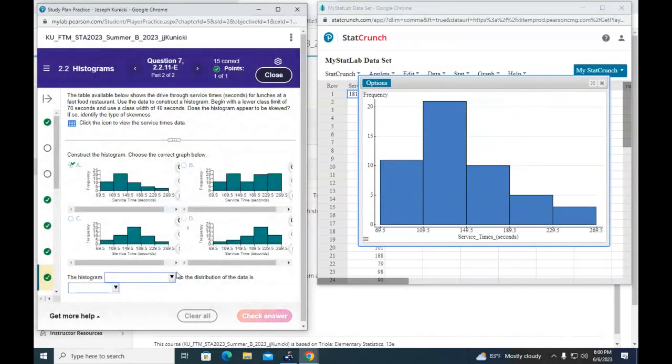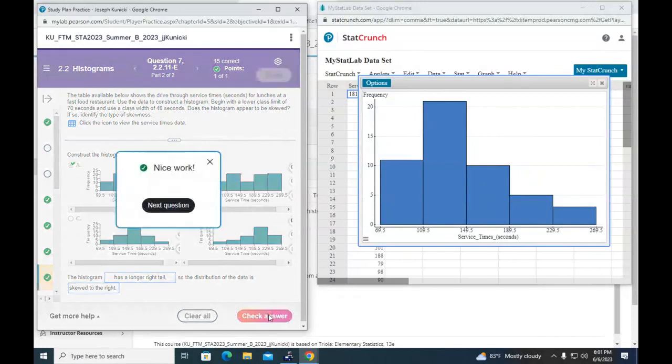And then they're going to ask us, is the histogram roughly symmetric, or does it have a left tail or right tail? It has a longer right tail, so the distribution is skewed to the right. All right? It's easy, huh?